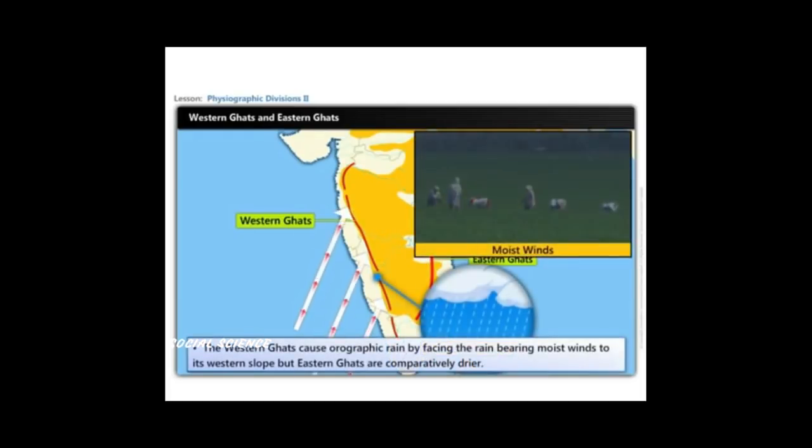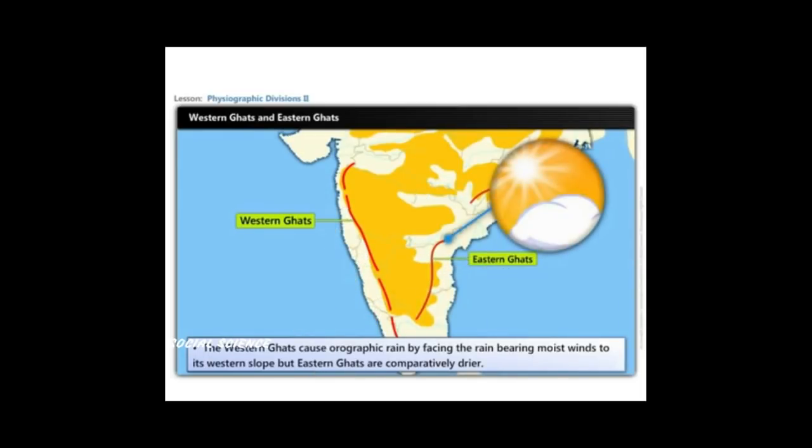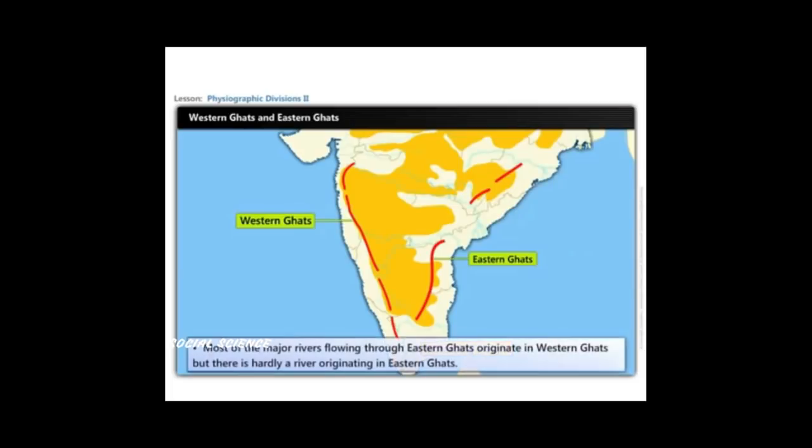The Western Ghats cause orographic rain by facing the rain-bearing moist winds to its western slope, but Eastern Ghats are comparatively drier. Most of the major rivers flowing through the Eastern Ghats originate in the Western Ghats, but there is hardly a river originating in the Eastern Ghats.